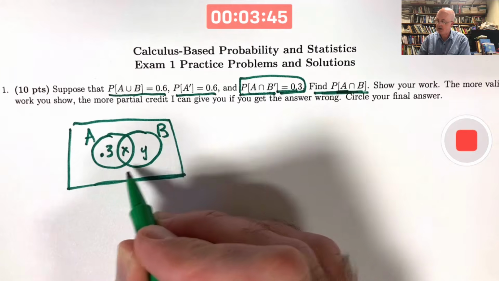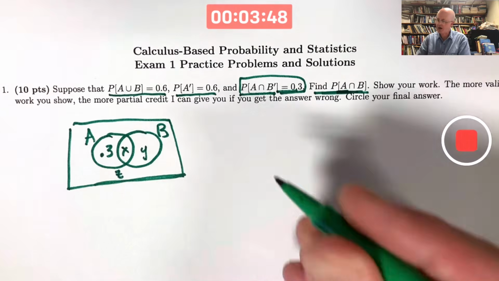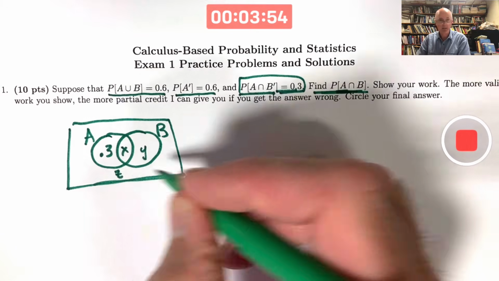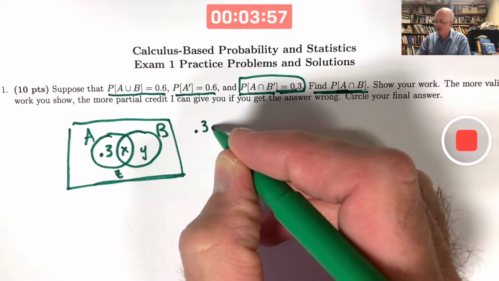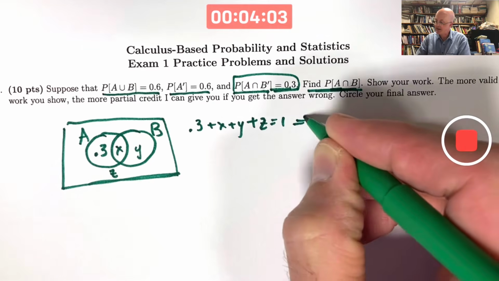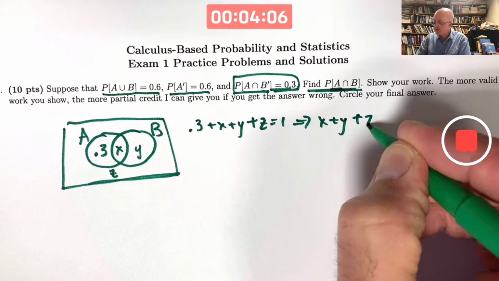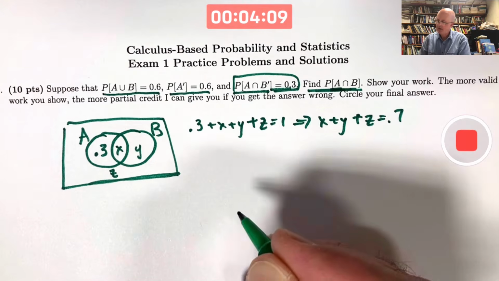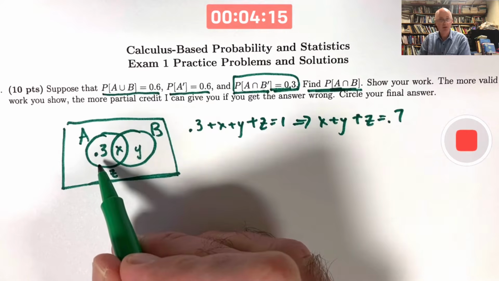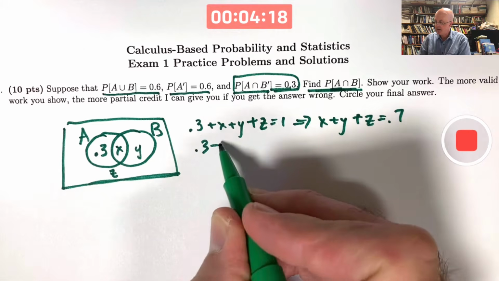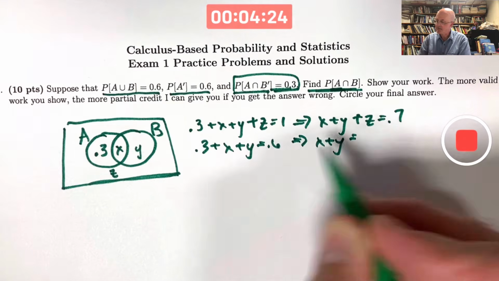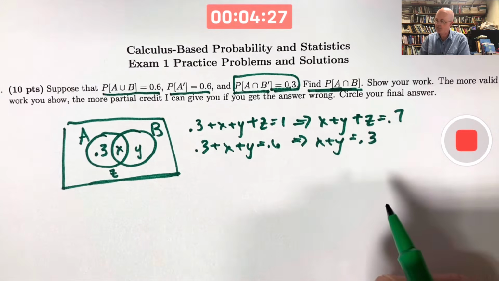Call this X, call this Y, call this Z, and then write down some equations that you know have to be true based on the laws of probability. For example, the sum of all the probabilities has to equal 1, so 0.3 plus X plus Y plus Z equals 1, and therefore you can quickly say that X plus Y plus Z is 1 minus 0.3, which is 0.7. You also know that the probability of A union B is 0.6. Therefore, 0.3 plus X plus Y equals 0.6. And therefore, X plus Y equals 0.6 minus 0.3. X plus Y is 0.3.